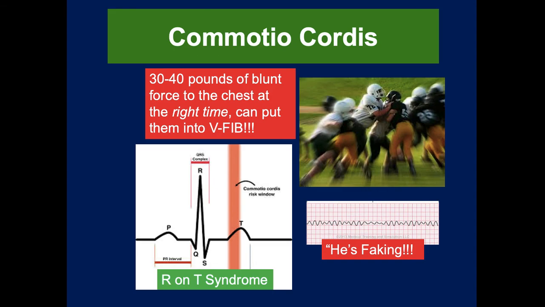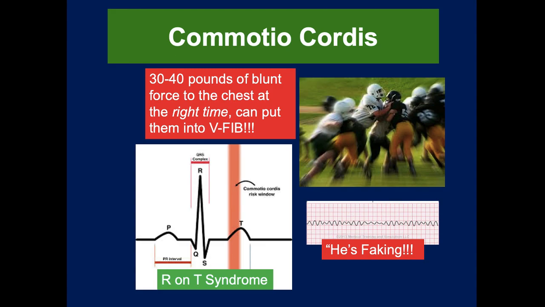Now, that flesh-colored line that runs down the near side of the T wave is called the relative refractory period, because your heart has to reset. And during this very narrow millisecond period that you see there, if you were to be struck in the chest at that one point in time, you could go into ventricular fibrillation. What you're doing is that 30 or 40 pounds of blunt force trauma to the chest is disrupting the electrical conduction of the heart, and it sets your normal rhythm into this chaotic V-fib.